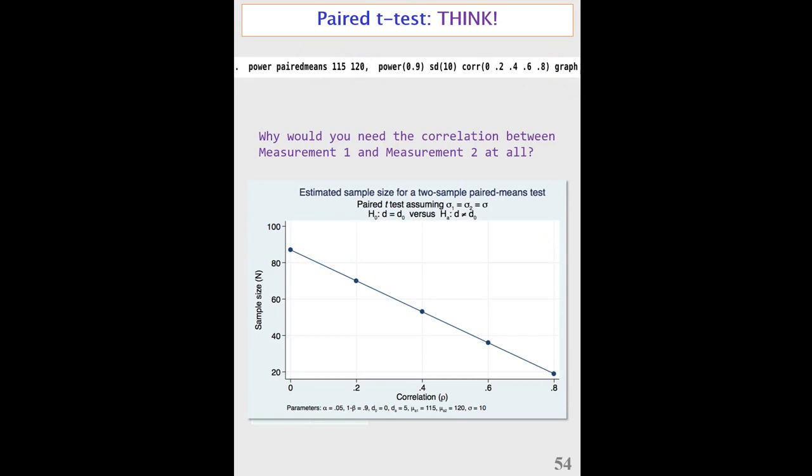Here I have correlation from 0 to 0.2 to 0.4 to 0.6 to 0.8. And you see here on the vertical axis what that does to your sample size. And you see clearly that sample size then goes down. Okay, so the higher the correlation between these measurements, the more I can, let's say, get rid of larger samples. Now let's see why that is.